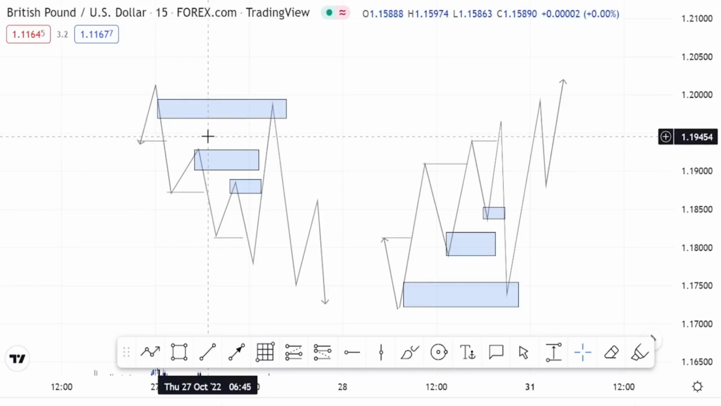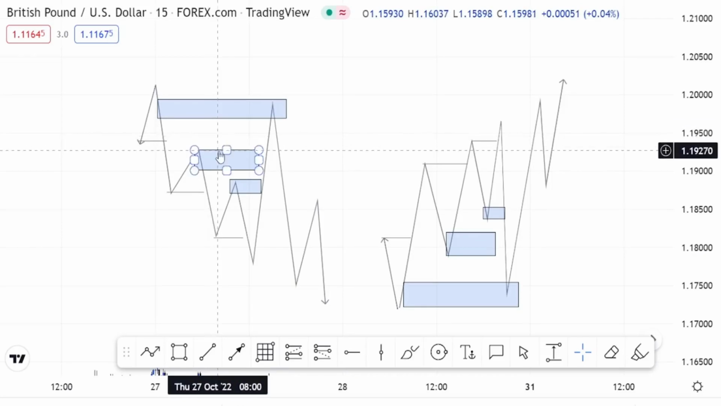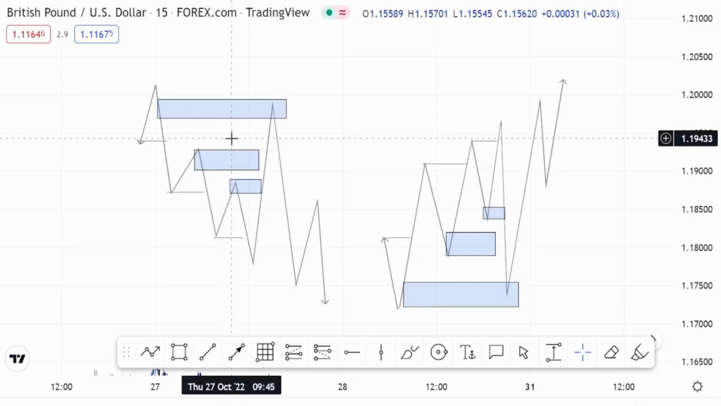Now what is a low resistance OB? A low resistance OB is any OB that you mark that does not have a liquidity sweep in front of it. If there is no liquidity to be swept before that candle you mark as OB, be sure that your OB will become the liquidity. It's as simple as that.